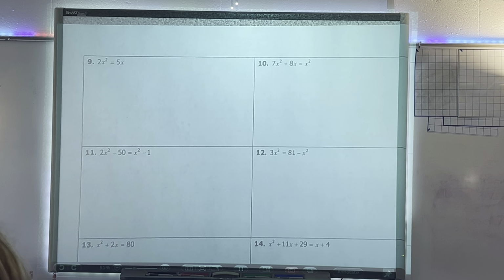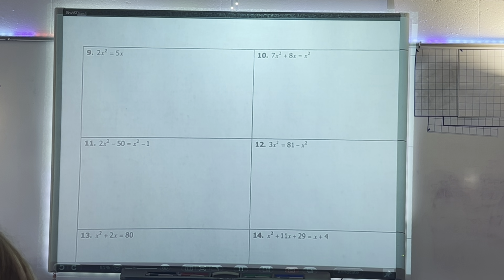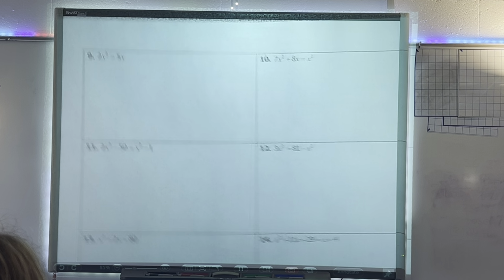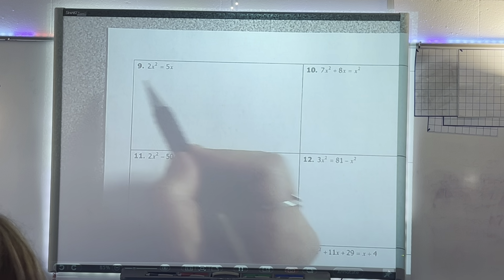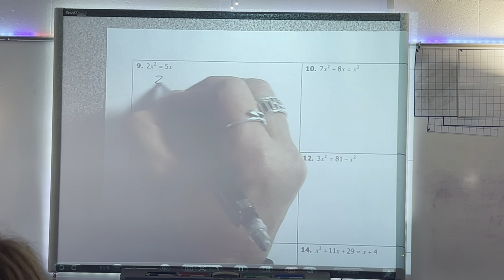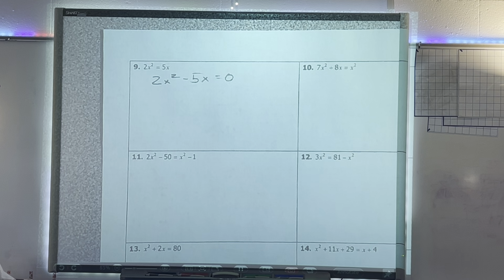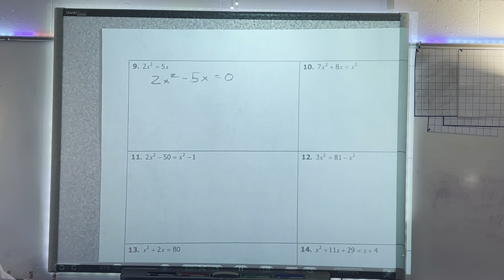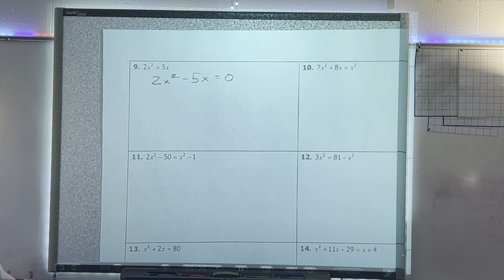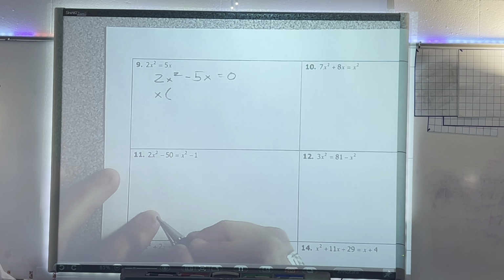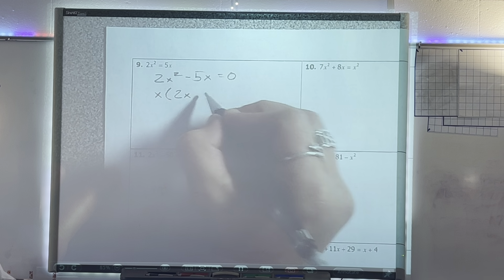Now, here we end up with an issue where I'm not equal to zero, right? Which means I've got to get everything over to the same side. And typically, if it is possible, I want my x squared to be positive. I don't want it to be negative. Does that make sense? So I'm typically going to take stuff to this side normally. So if I move this over, that gives me 2x squared minus 5x equal to zero. Are y'all okay there? All right, then I'm looking for a GCF. I can't take the 2 out, but I can take an x out. Are y'all okay there?